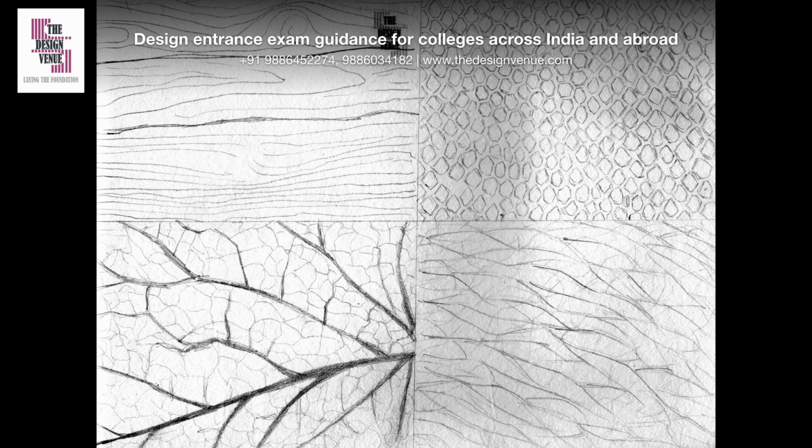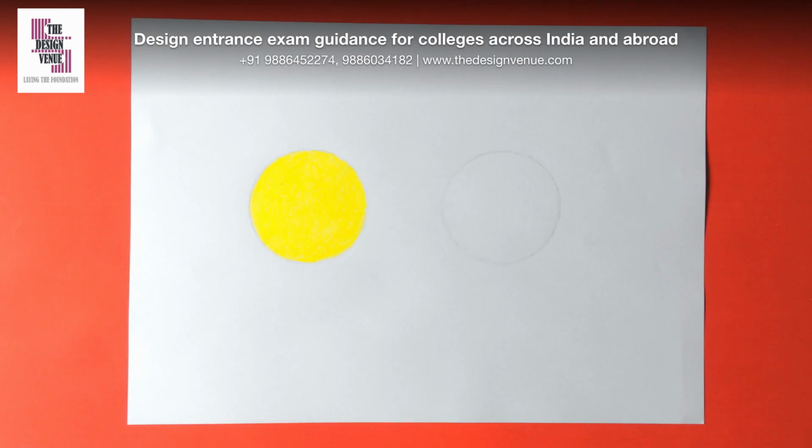So how do we start learning textures? The first thing you do is collect specimens of different natural textures like leaves, wood, stone, bricks, skin, etc. and then simply copy them. There are two different ways of making textures using colors. Both the methods have been briefly discussed in the previous video about shading.